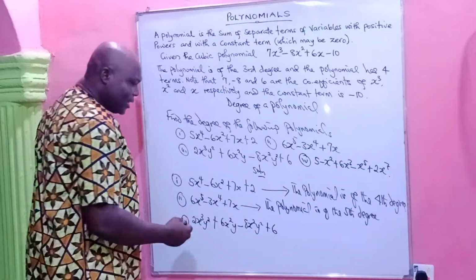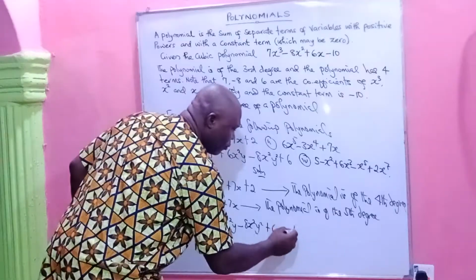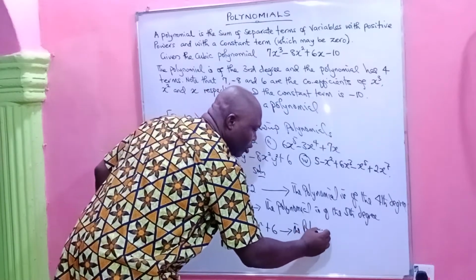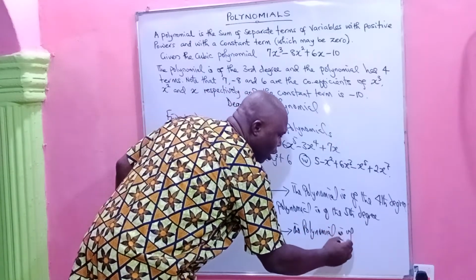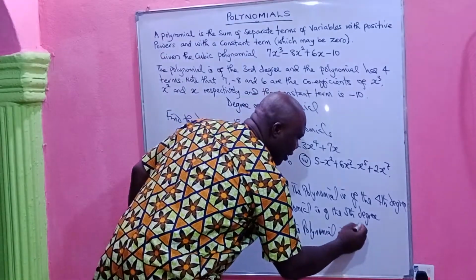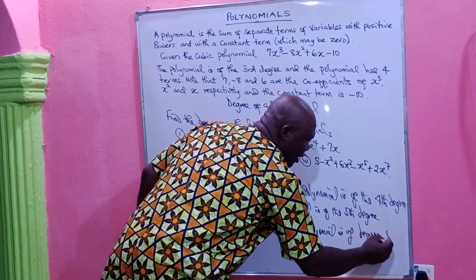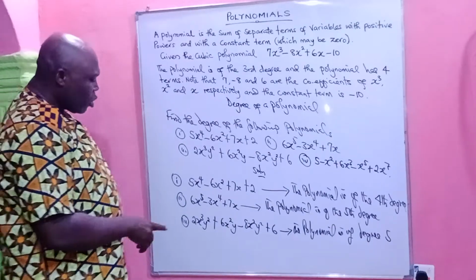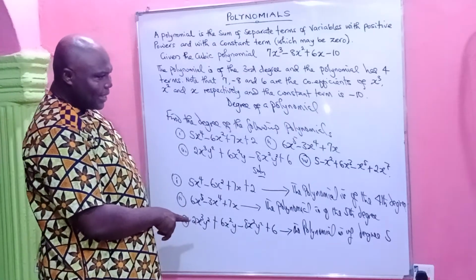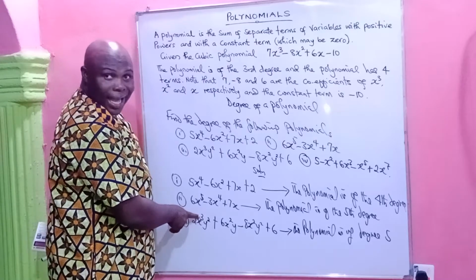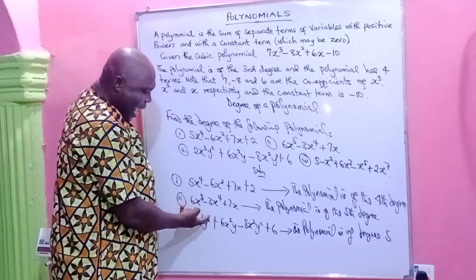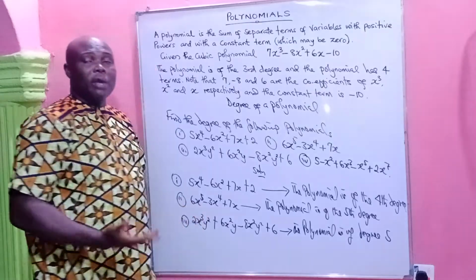So it therefore means that this polynomial is of degree 5. It's of the 5th degree, or it's of degree 5. Why? Because if you take this x raised to power 3, y raised to power 2, you simply add the powers. 3 plus 2 will give you 5.